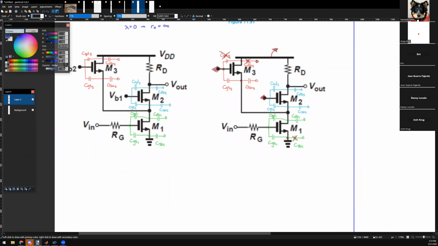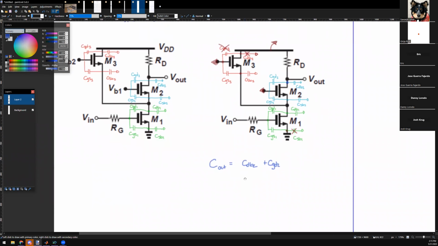We can combine them because of the node, because the capacitors are in parallel. So I'm just going to call this guy C out. For C out, this involves CDB2 to ground plus CGD2 to ground, and those are the only two capacitors that touch the V out net. Would you guys agree? All right, so these are now accounted for.